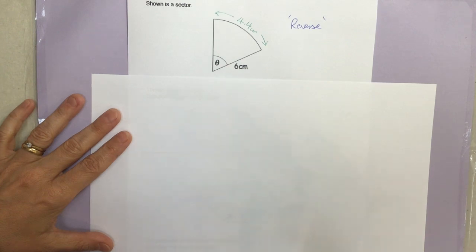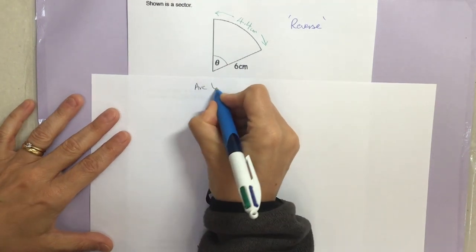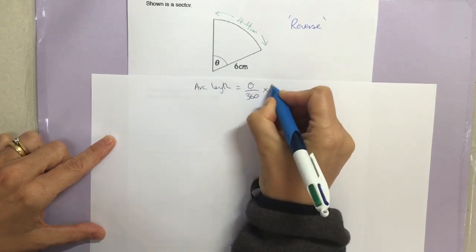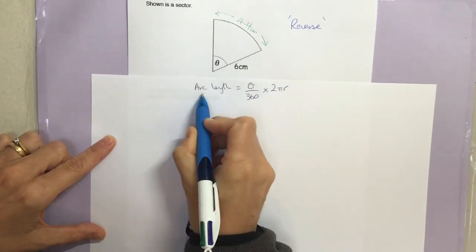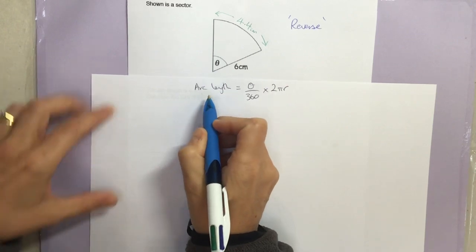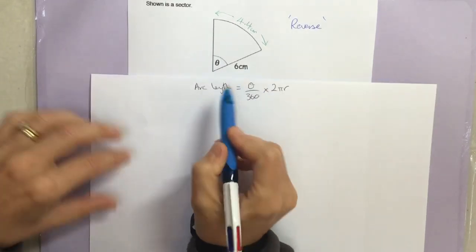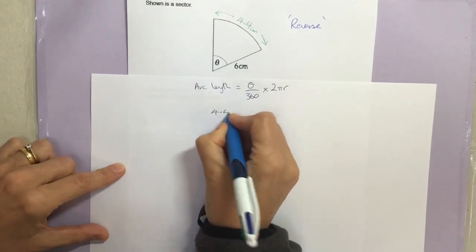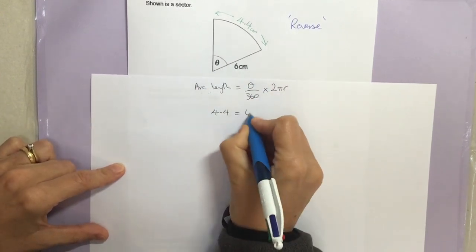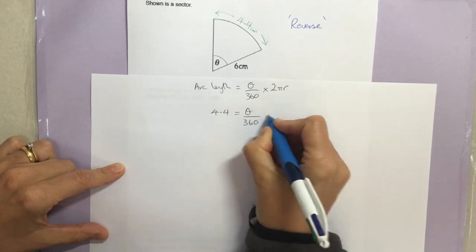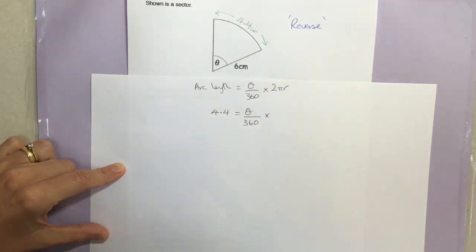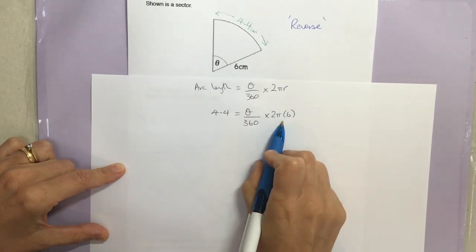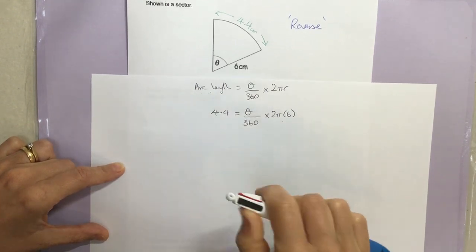Again, we're going to start with our formula. So arc length, theta over 360 times 2 pi r. And this time it's the arc length that I know. I'm told that in the question. So I'm going to substitute that in on this left-hand side. The arc length is 4.4. Theta I don't know. Over 360 times 2 times pi times 6 here. So 12 pi there.